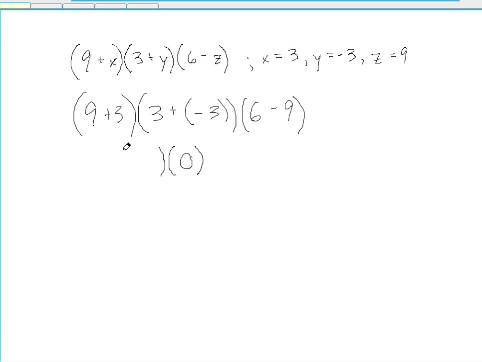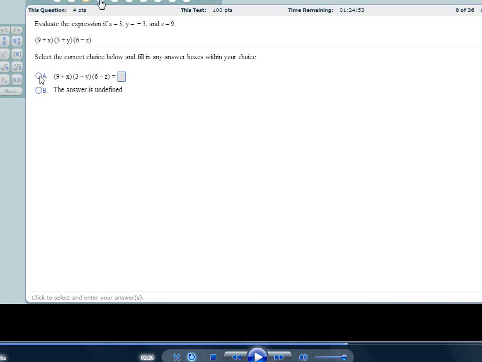So it doesn't even matter what these two factors are, folks. Remember, if even one of your factors is a 0, that's all you need. The entire product is 0. I mean, in the end, this is negative 3 and this is 12, but it doesn't matter. 0 is one of the factors. The product has to be 0. So you'd hit the A here, and you would type a 0 inside here and move on to the next problem.